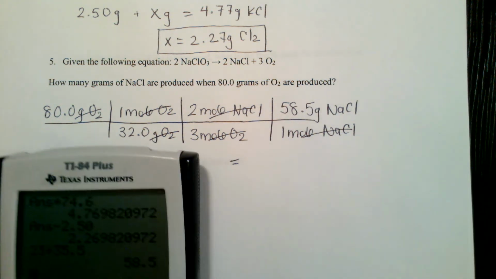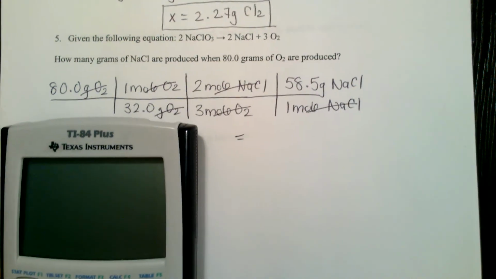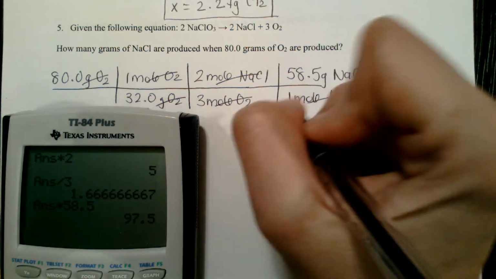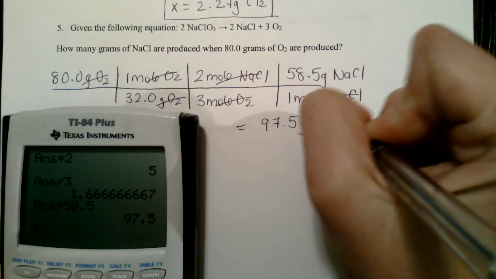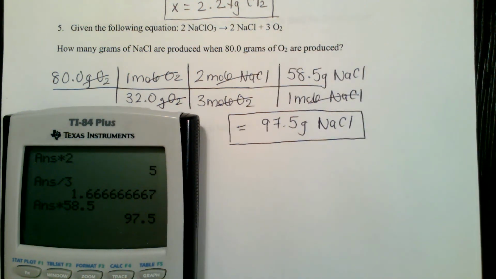Okay, so let's put it in our calculator and solve. We have 80.0. And divide that by 32. Multiply by 2. Divide by 3. And then multiply by our molar mass of 58.5. And we get 97.5 grams of NaCl. Okay, so there we are.